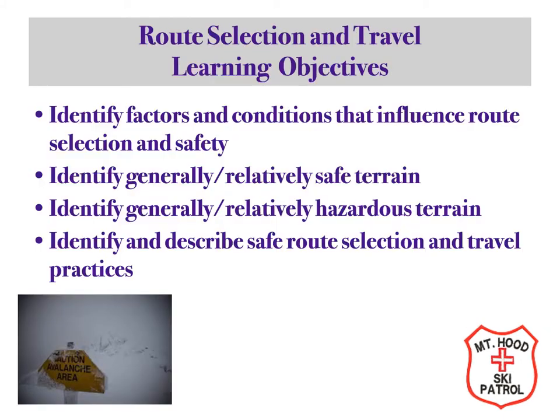Our learning objectives in this module are listed on this slide. Let's briefly go through them. When you've completed this module, you should be able to: identify factors that influence route safety, identify generally safe route choices, identify generally unsafe route choices, and demonstrate safe route selection practices.